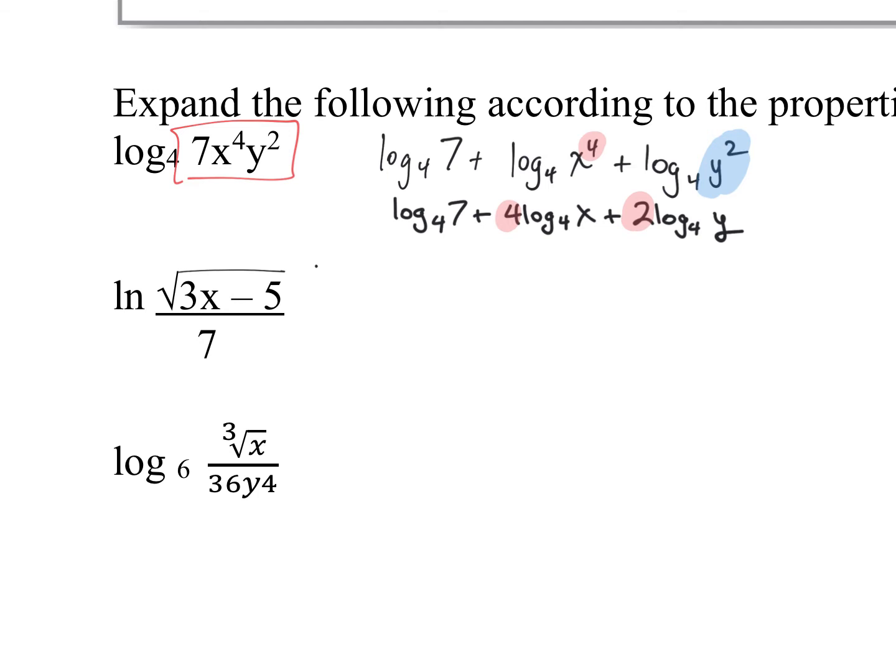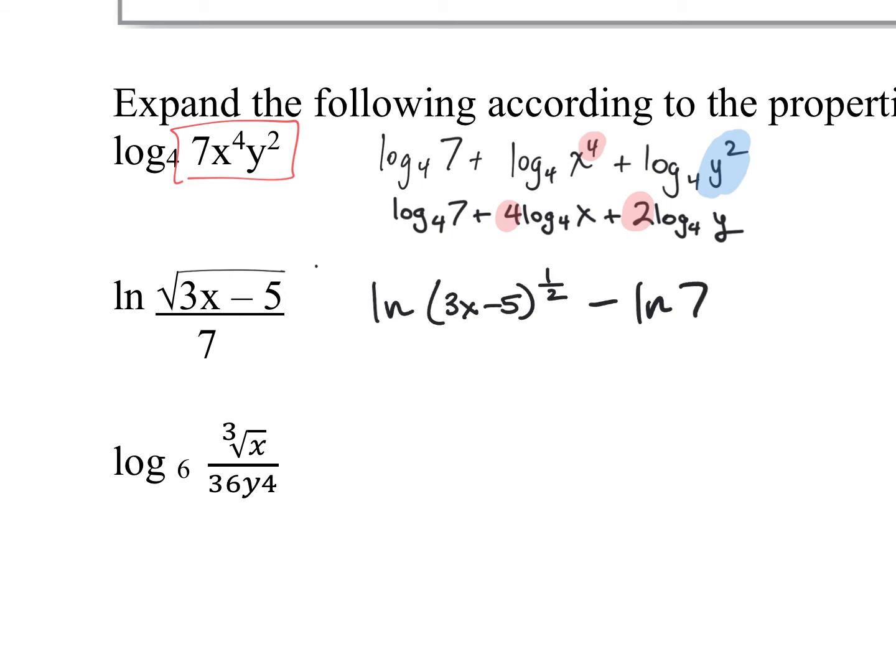Let's look at another one. Here we have the natural log of the square root of (3x minus 5) divided by 7. My first move here is I'm going to rewrite this as the natural log of (3x minus 5) raised to the 1/2 power. I find it much easier to work with if we separate this out and use rational exponents rather than a square root. Because we're dividing here, we will now subtract the natural log of 7.